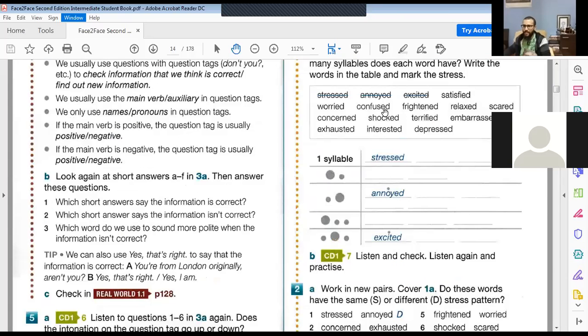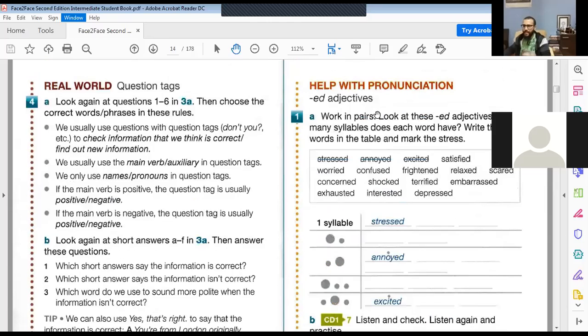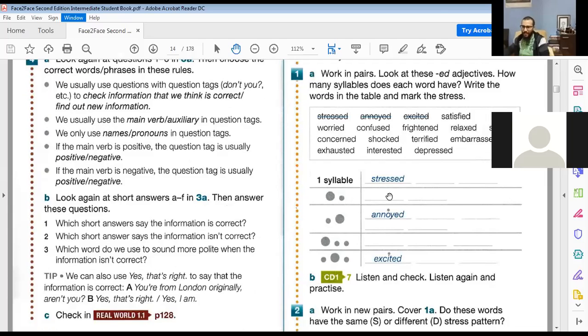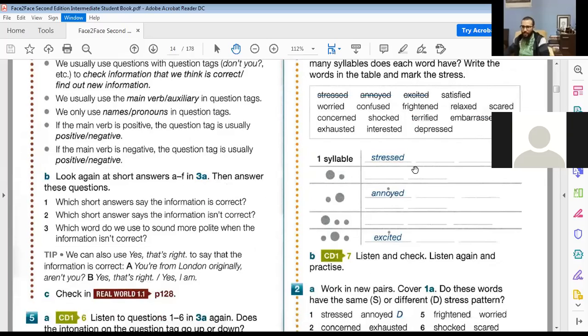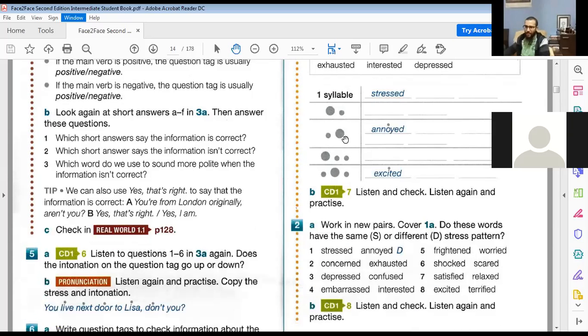After that, we did the ED adjective exercise. Here, the focus was syllable stress. We talked about syllable stress and how to tell the difference between different adjectives. We divided them into groups: the 1-syllable adjectives, the 2-syllable adjectives, and we also had 2 different patterns for 3-syllable adjectives.